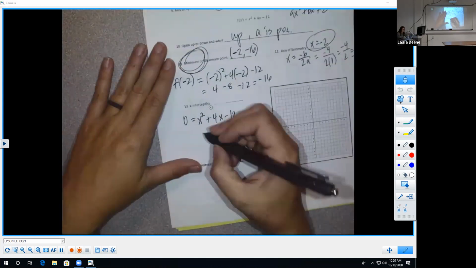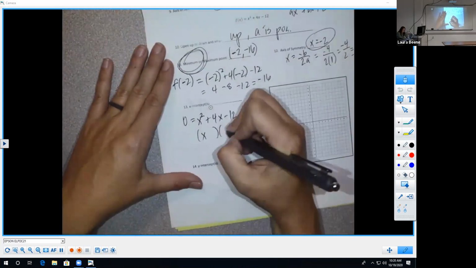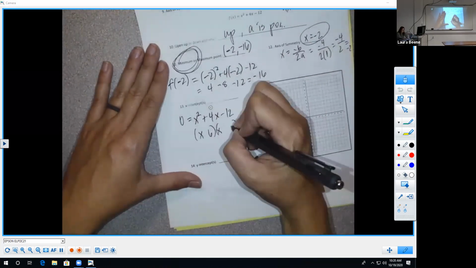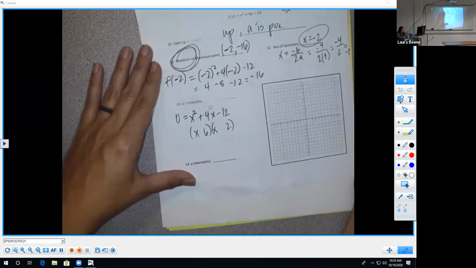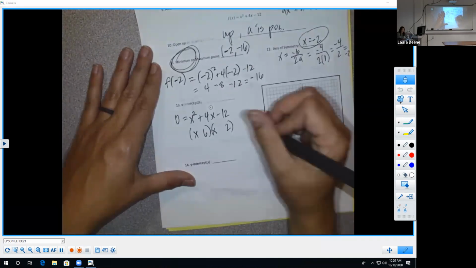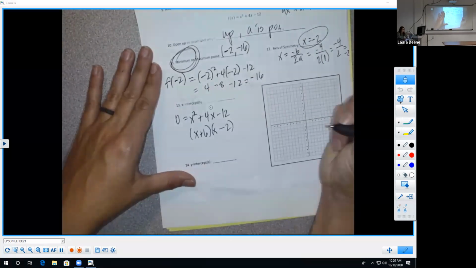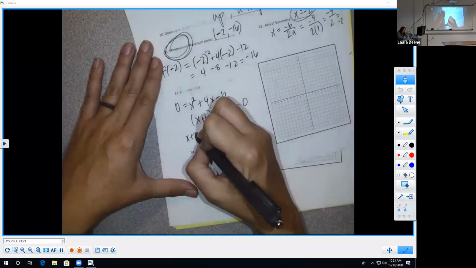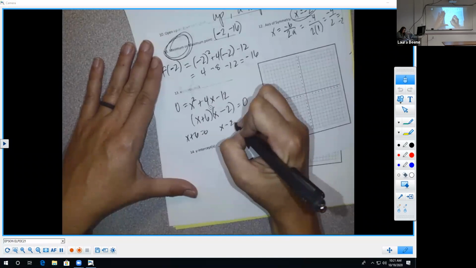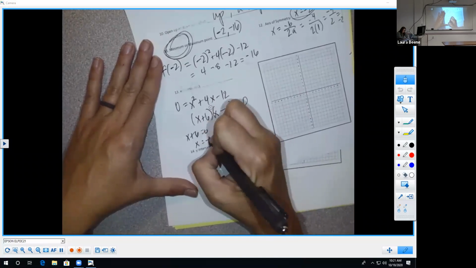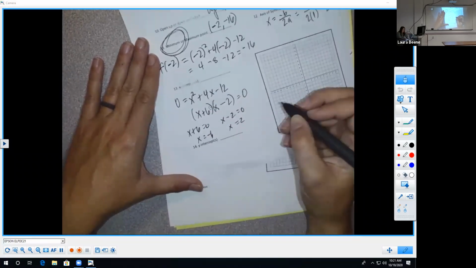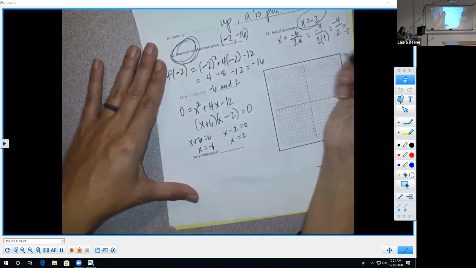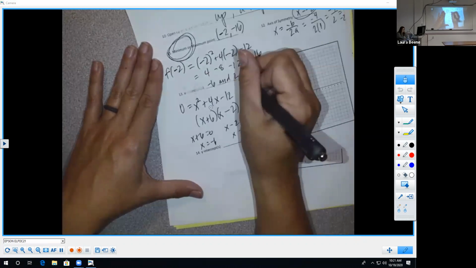Factor. It factors into two things that multiply to get -12, add to get 4. It'd be 6 and 2. Which one needs to be negative, the 6 or the 2? The 2 needs to be negative. The 6 is positive. Set those equal to 0 and solve. X plus 6 equals 0. X minus 2 equals 0. So I get -6, positive 2. So -6 and positive 2 are my x-intercepts.